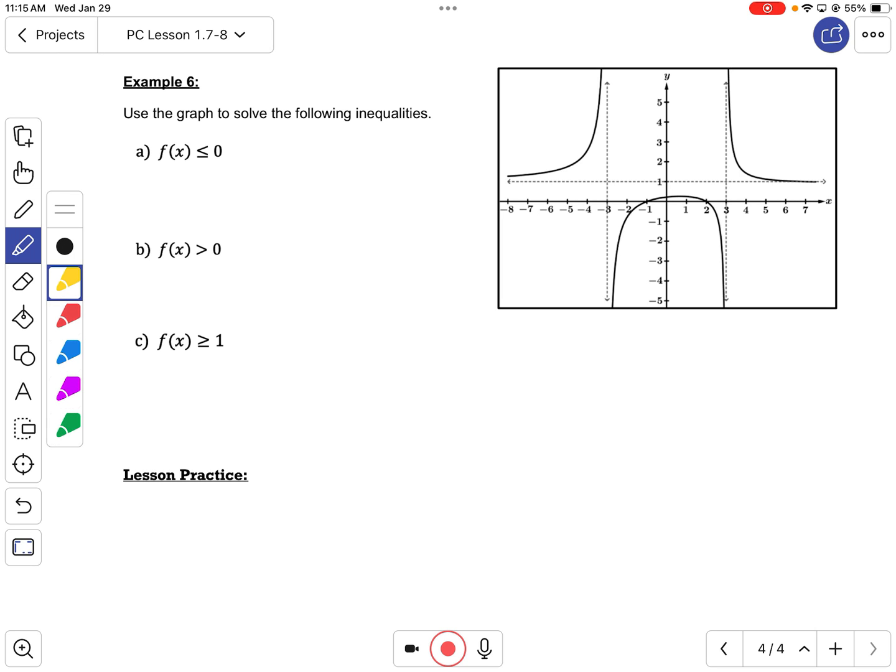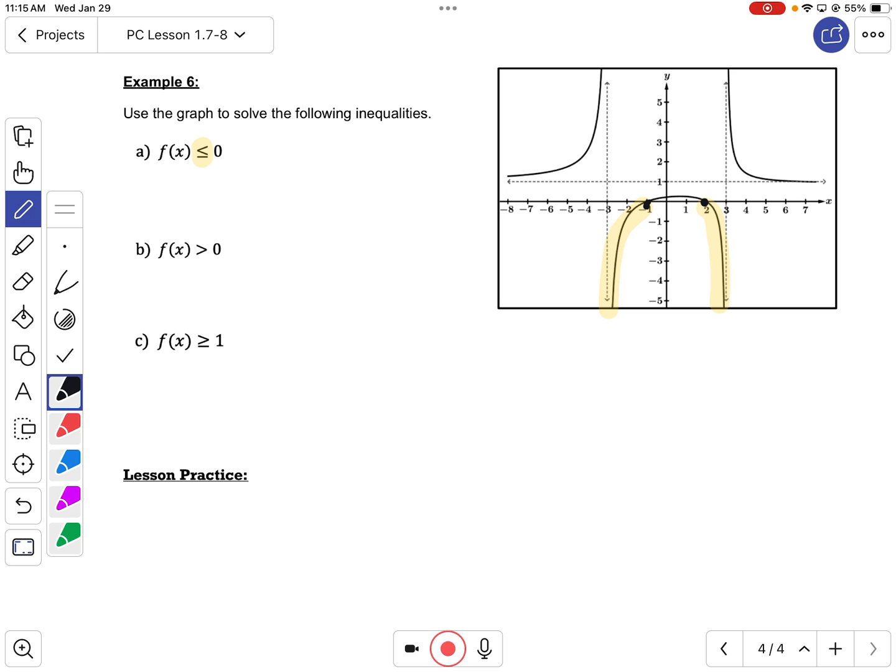Highlighting works for me, so I'm going to start this one. We want to be less than or equal to 0, okay? So is that above or below the x-axis? Below, okay? So the only place I'm below the x-axis is that little piece right there and this little piece right here. Okay. Now, I can equal 0, so I'm going to include the numbers where it hits 0 as part of my answer. Okay.